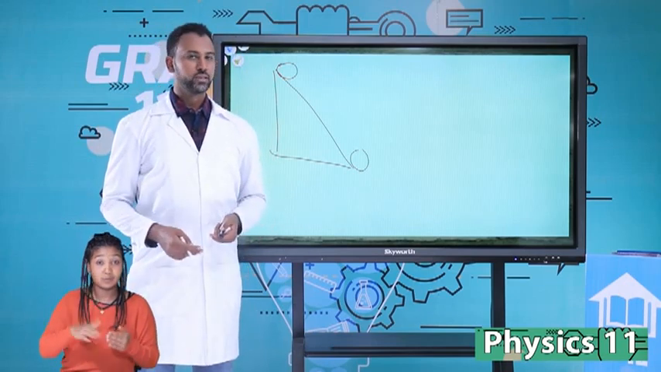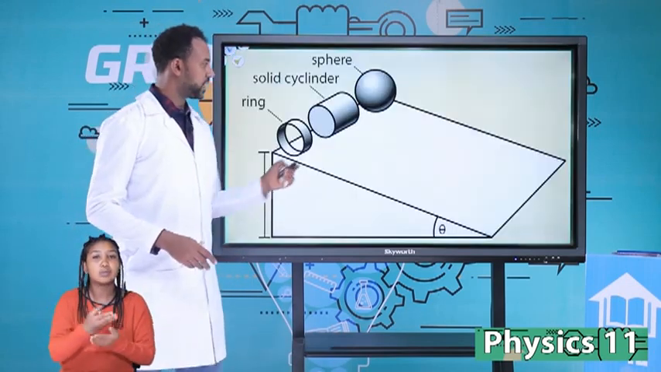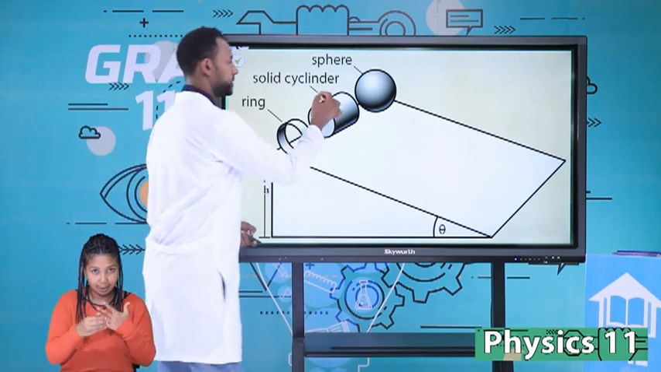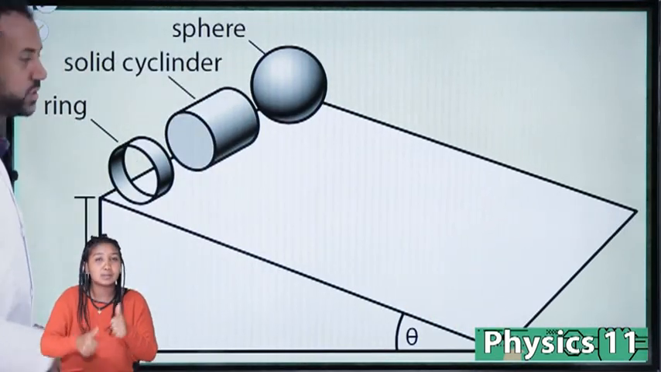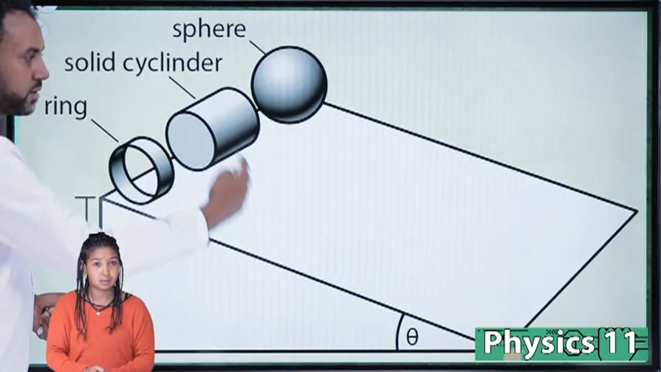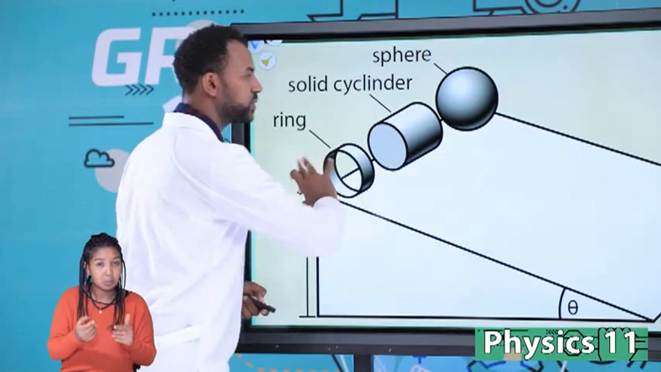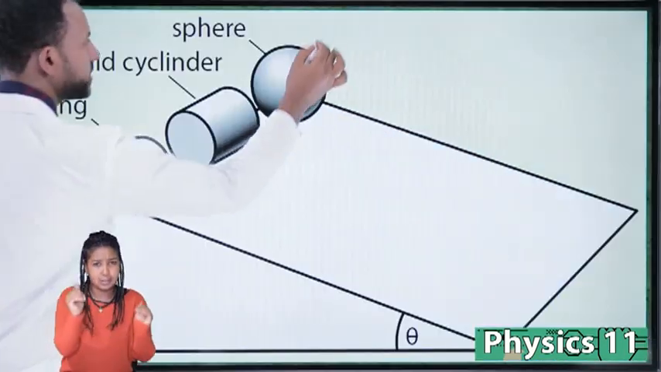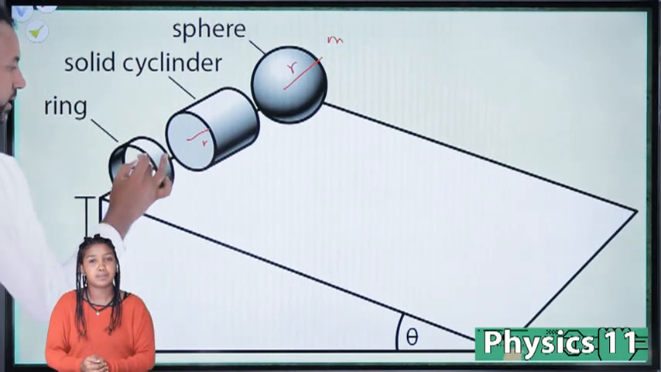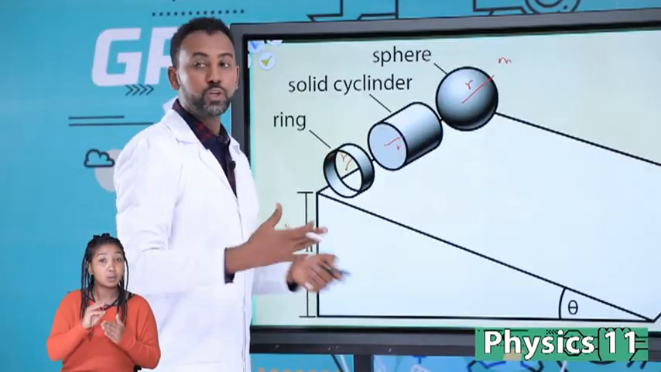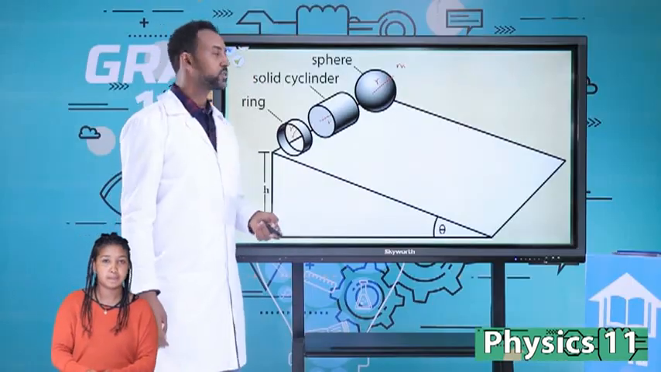For the next period, please try to determine which object reaches the bottom first. Let's have three objects: a ring, a cylinder, and a sphere. Just put your answer in order: the first one, the second one, and the third one. Suppose all the objects have the same mass and the same radius r. Which object reaches the bottom first and which reaches last? We'll try to see this next time.